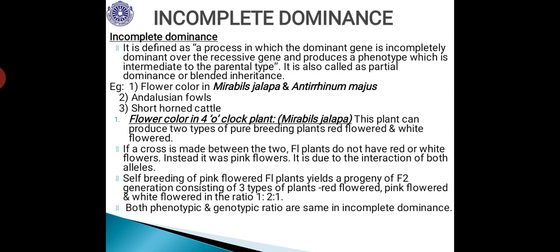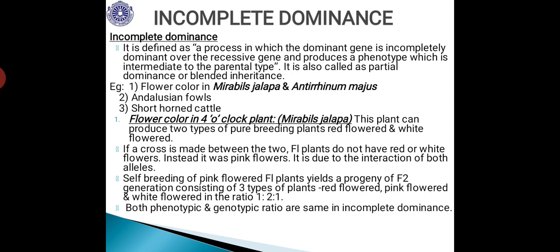Examples: flower color in Mirabilis jalapa, that is the 4 o'clock plant, and Antirrhinum majus, which is called the snapdragon plant. In animals, it is found in Andalusian fowls with reference to the color of the plumage. And in cattle, it is with reference to the horn nature, wherein short-horned cattle will show this kind of inheritance pattern.